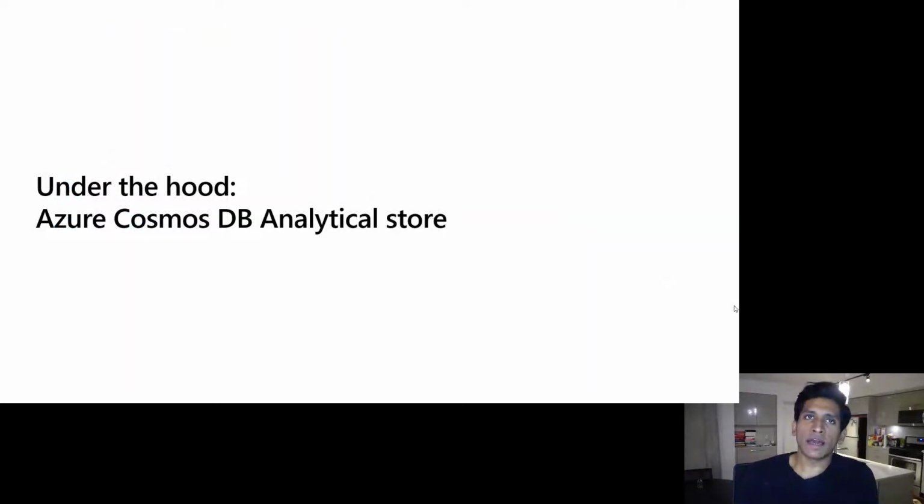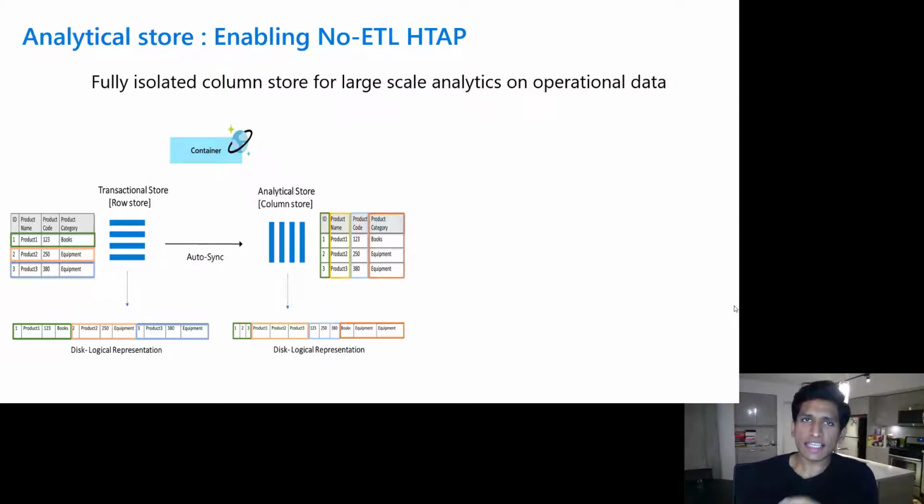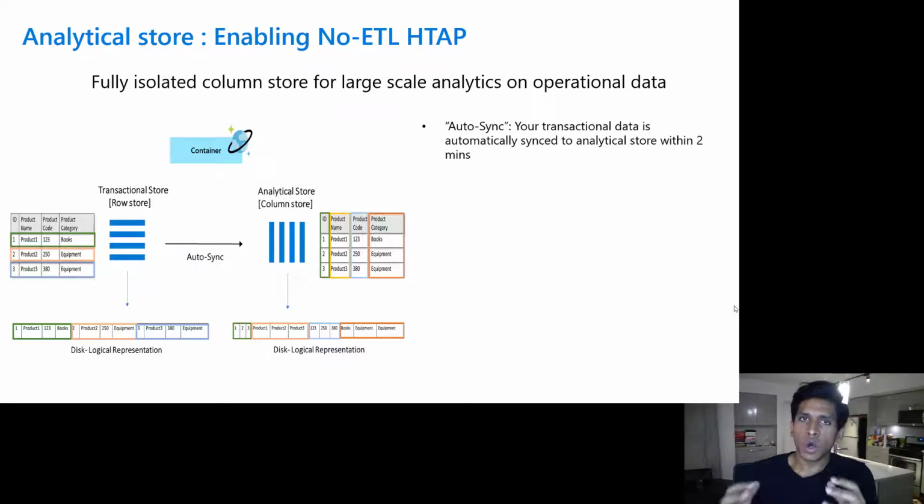Having seen some of the examples of the power of Synapse Link applied to real-world use cases, let's peel the onion a little more now. First, let's start with the Cosmos DB analytical store. As I had mentioned earlier, the analytical store is a fully isolated columnar store optimized for typical analytical queries over large volumes of data. Autosync refers to the fully managed capability of Azure Cosmos DB, where the inserts, updates, and deletes to operational data are automatically synced from the transactional store to the analytical store in near real time. Autosync latency is usually within 2 minutes.